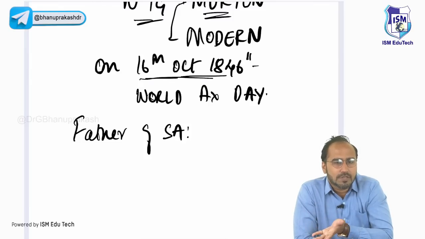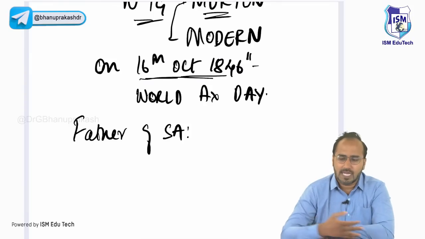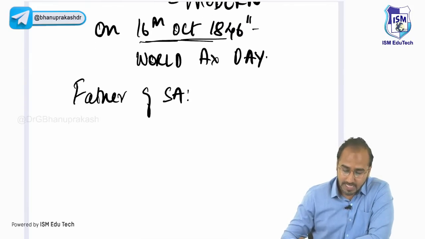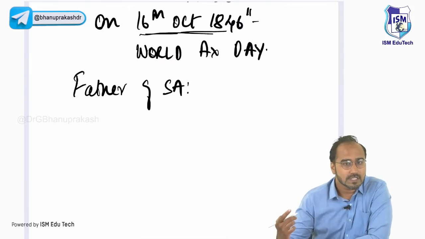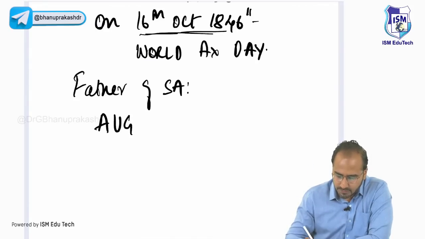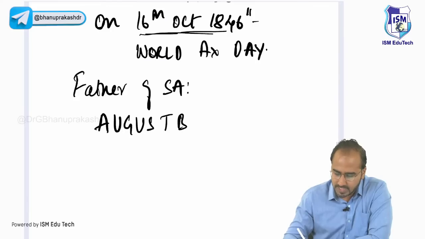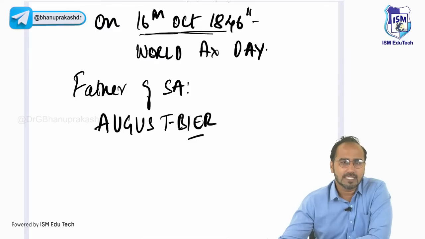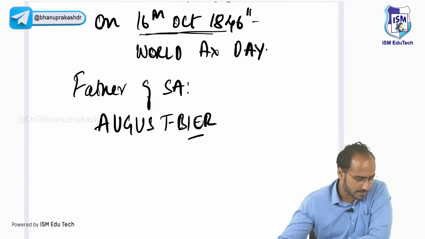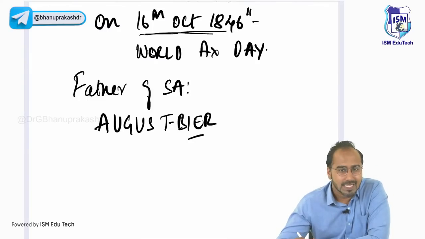We also need to remember the history. In the history, we know who is the father of anesthesia and the father of modern anesthesia. Next, we were discussing the father of spinal anesthesia. The father of spinal anesthesia is August Bier. So remember, guys, for the father of modern anesthesia, whenever the word modern comes in an MCQ, the answer should be modern. So this is regarding the history of anesthesia.